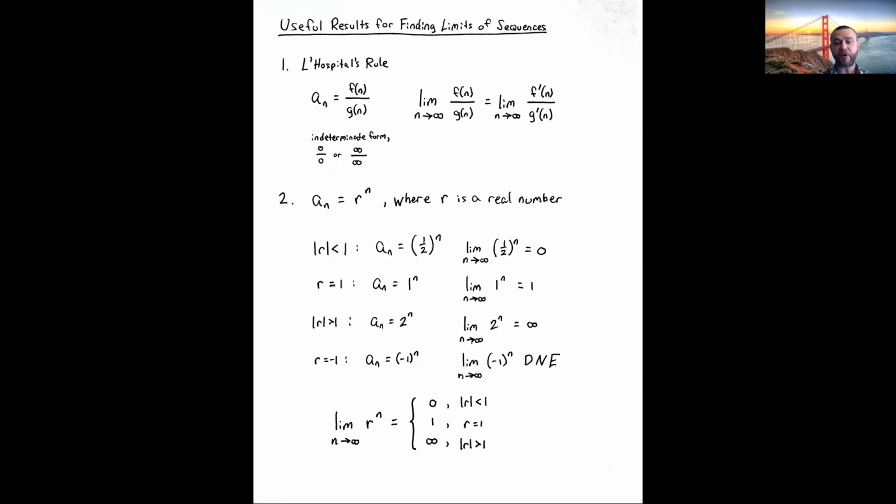All right, we can summarize all those possibilities with these 3 results that are going to be useful. The 3 possibilities are: if the absolute value of r, allowing for negative values, is less than 1, the limit comes out to 0. If r equals +1, the limit is just 1. And if the absolute value of r is bigger than 1, the limit here for r to the n comes out to be infinity.